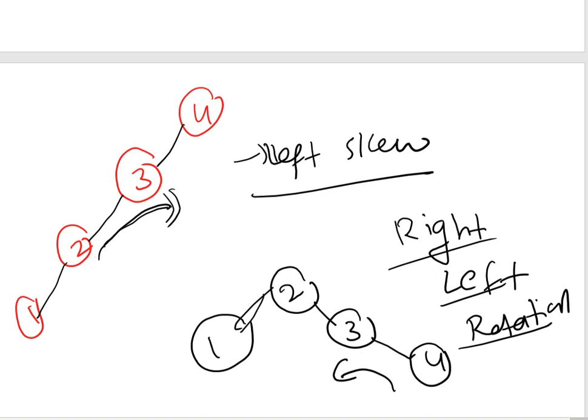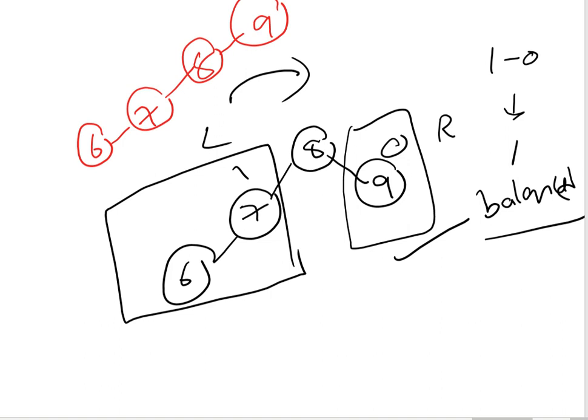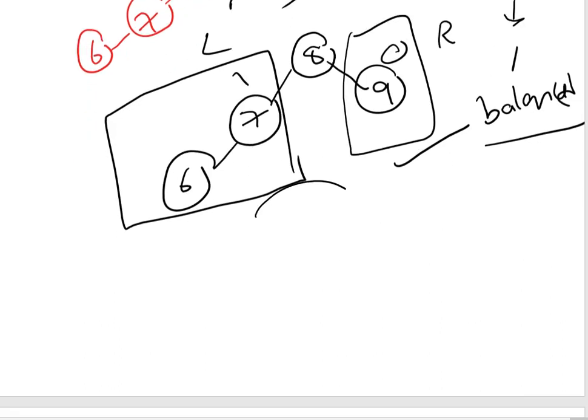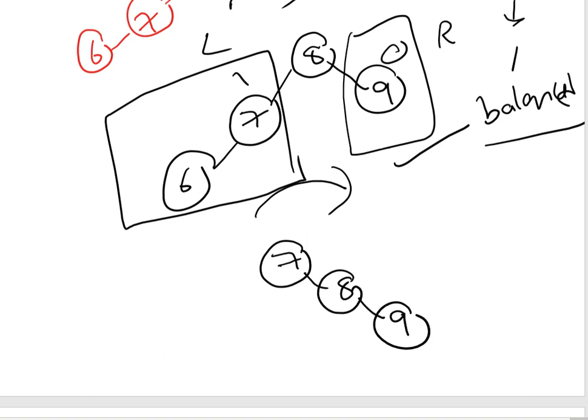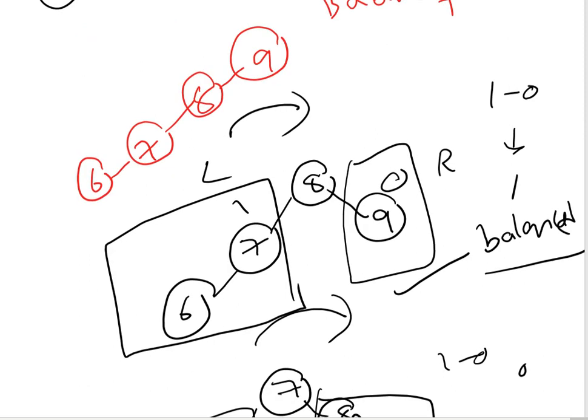So right rotation means moving one node to the right. If you perform right rotation on this tree, what will be the result? Now 7 will be the node, 8, 9, 6. Height will be what? 0, 1. 1 minus 0 is 0. So it is balanced. True. This is the right rotation. Now we go for the left rotation.